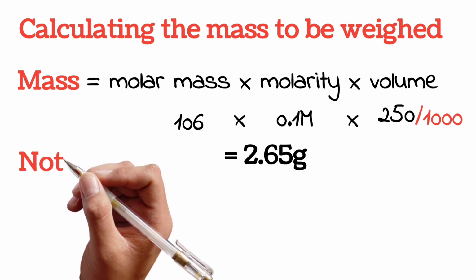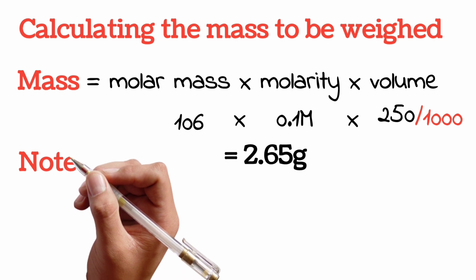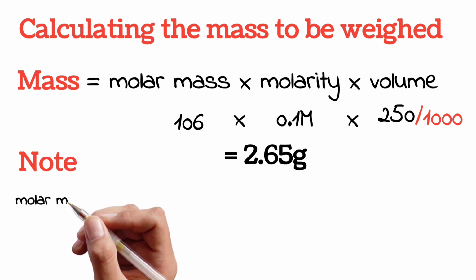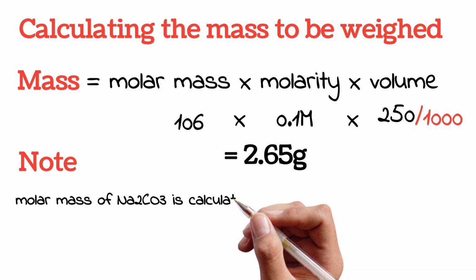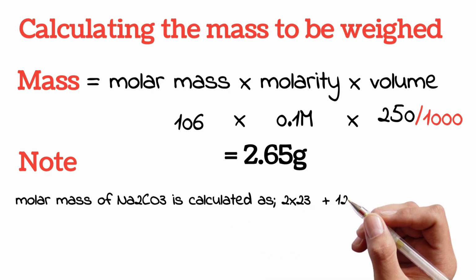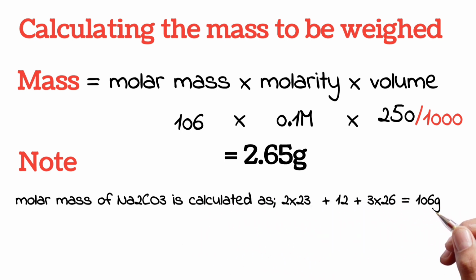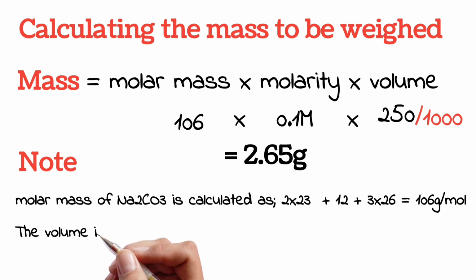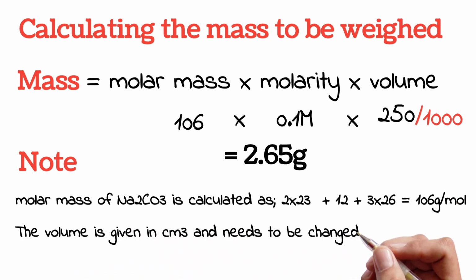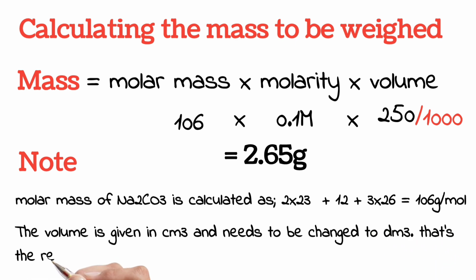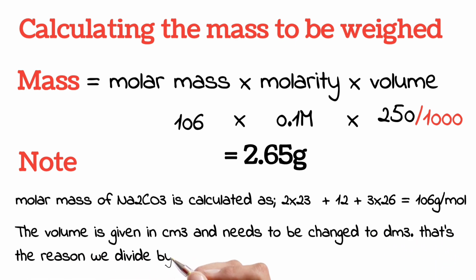We should note that the 106 is coming from the molar mass of sodium carbonate. The chemical formula of sodium carbonate is Na2CO3, and that's how we calculate the mass: 2 times 23 plus 12 plus 3 times 16. 3 times 16, not 26.